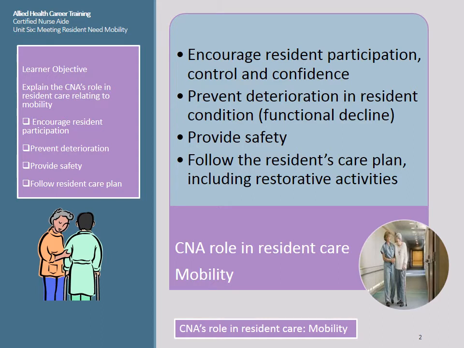We need to always provide safety for our residents when they ambulate. Always make sure that they have a clear pathway. Following the resident's care plan, including restorative activities, is also very important. We will learn more about these in units to come.